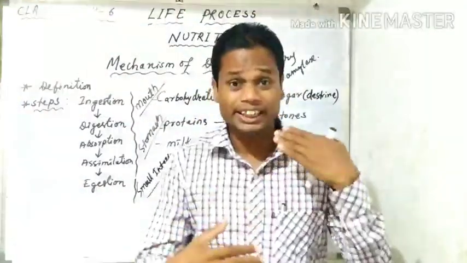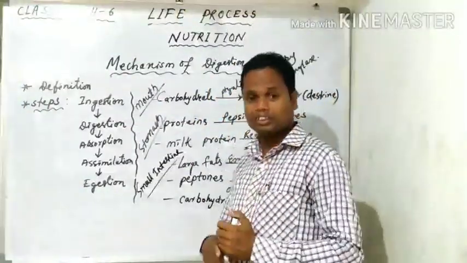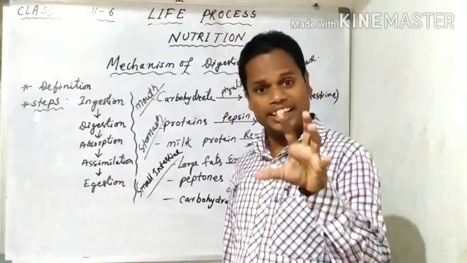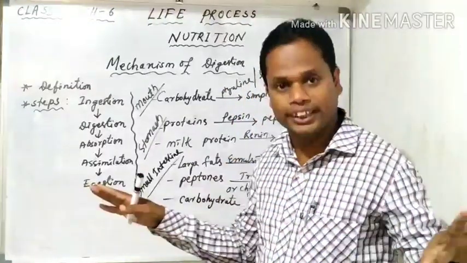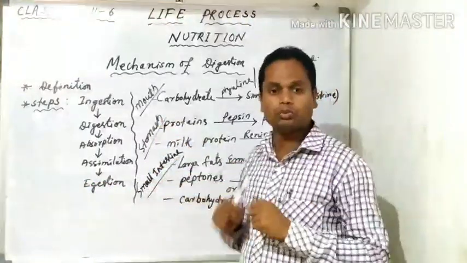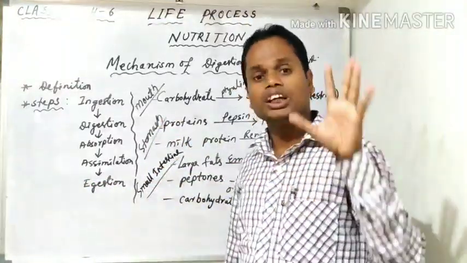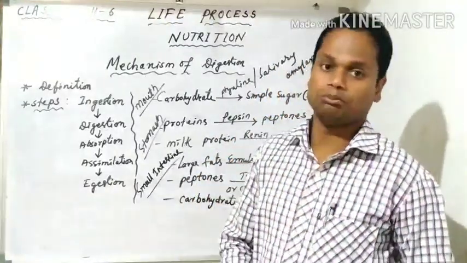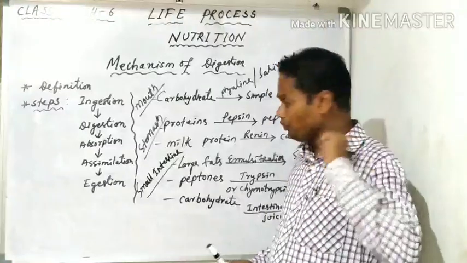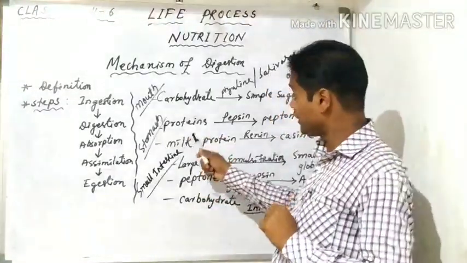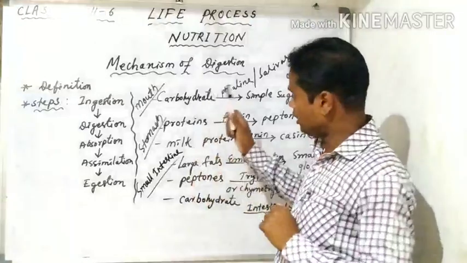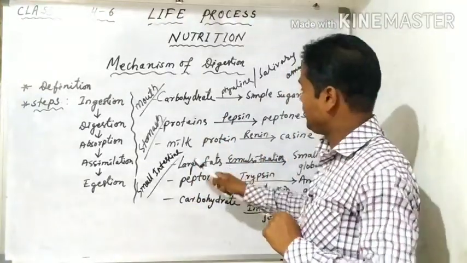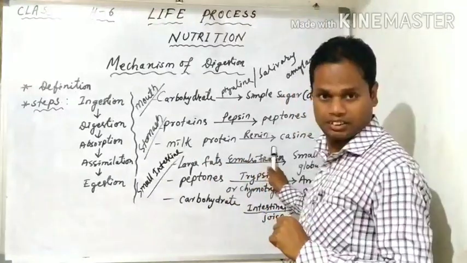It becomes acidic. And remember, in the stomach, HCl is secreted. That HCl kills the microorganisms present in food. In the same manner, it helps in the activation of inactive enzymes. Similarly, you know that the stomach contains pepsin that digests the proteins into peptones, and it also contains renin.